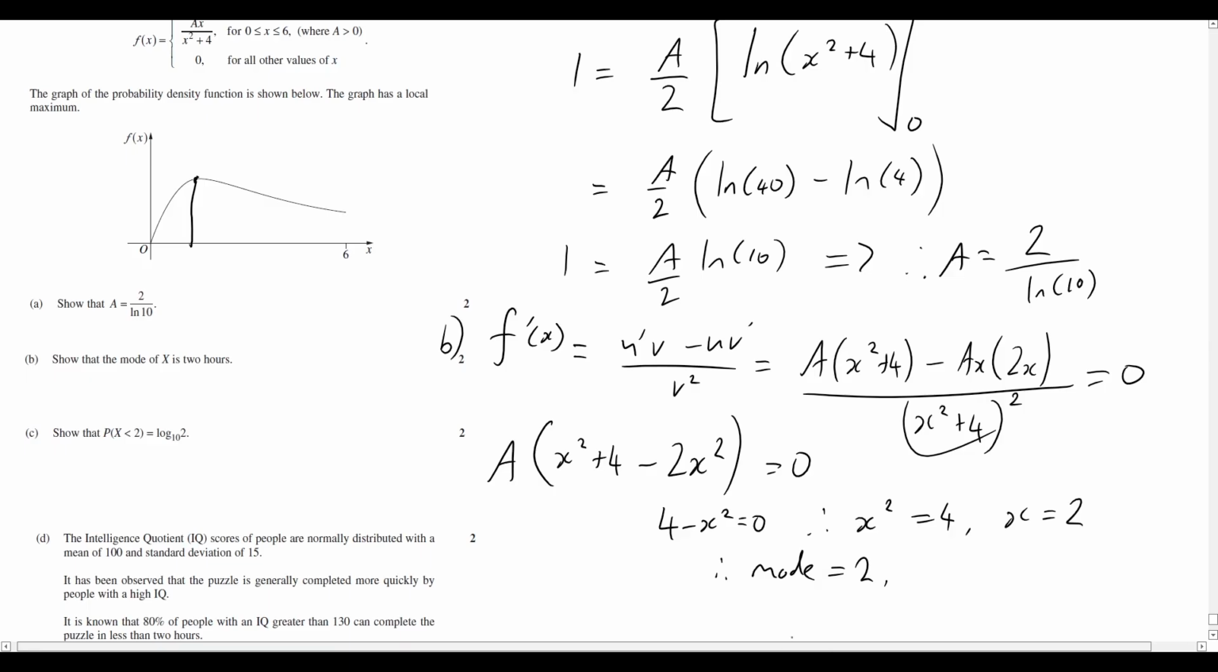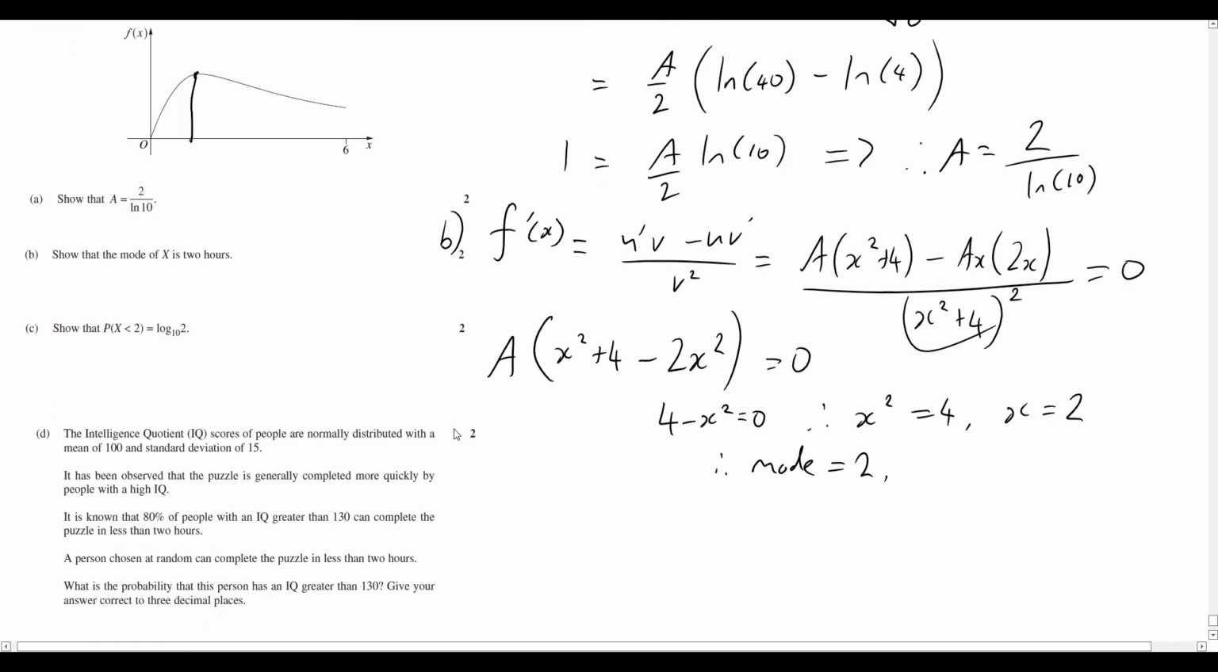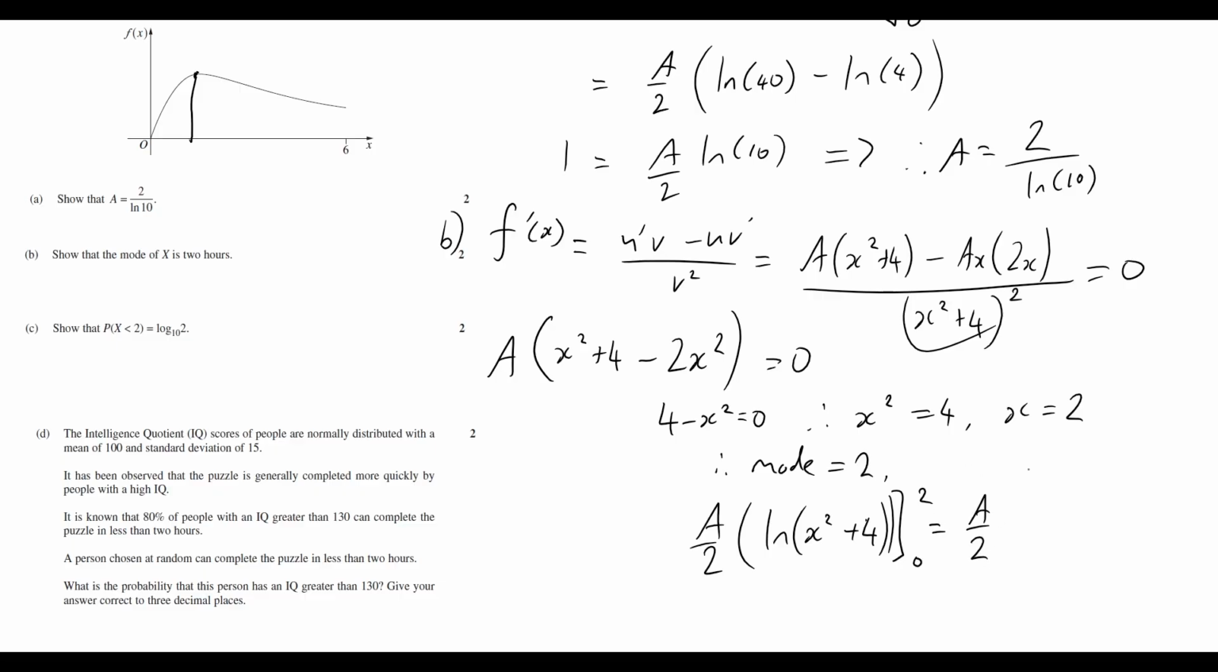So now for part C, show that the probability of x less than 2 is equal to the logarithm of base 10 of 2. Okay, so for this one, all we need to do now is simply integrate this from 0 to 2. And luckily we've already worked out our integral formula. So we know that the integral will end up becoming a over 2 times the natural log of x squared plus 4. Now we're taking the limits from 0 to 2. And so now that becomes a on 2 times the natural logarithm of 8 minus the natural logarithm of 4.